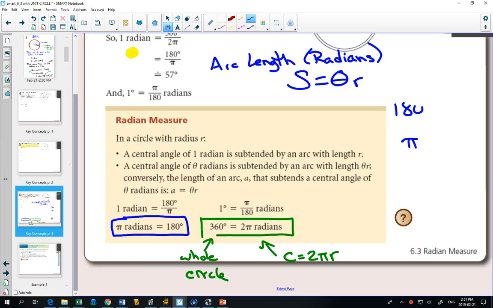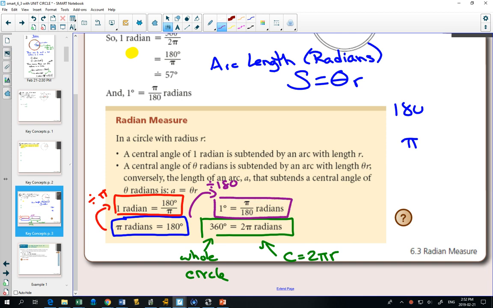So once you know that pi radians is 180 degrees, you could divide both sides by pi and figure out that 1 radian is 180 degrees over pi. Or you could divide both sides by 180 and figure out that 1 degree is pi over 180 radians.